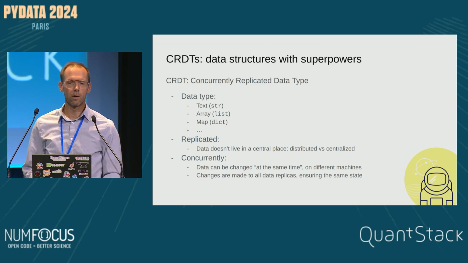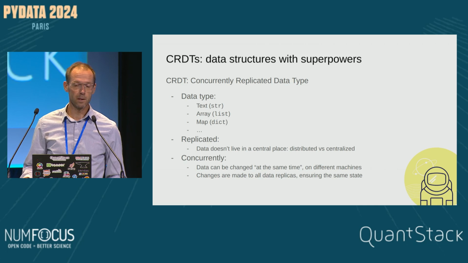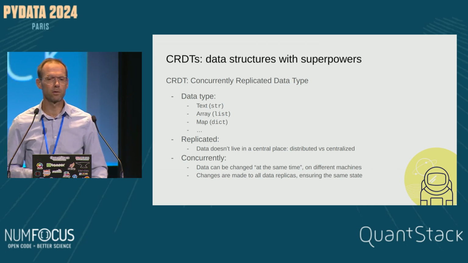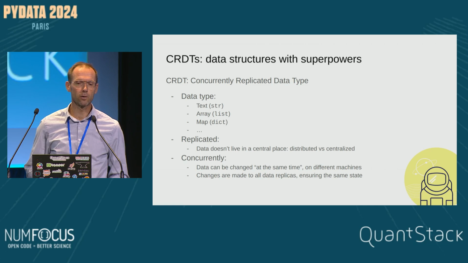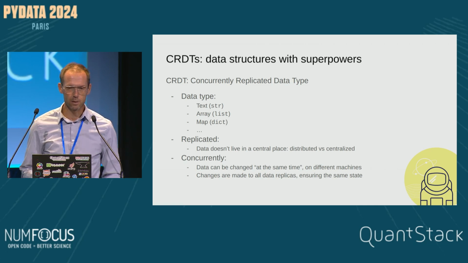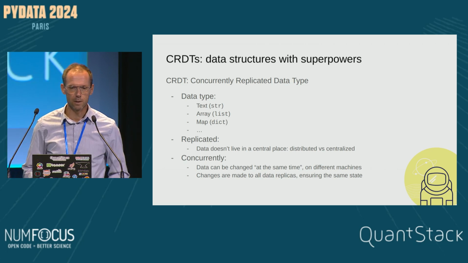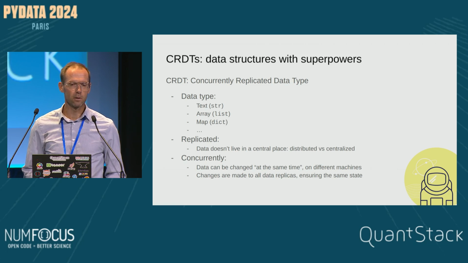So collaboration in Jupyter is using what we call CRDTs, which are basically data structures with superpowers. CRDT stands for conflict-free replicated data type. It's kind of complicated, but let's look at each of these words. Data type means either some text or some array or some map. In Python, this would translate to str for strings, list, or dict.